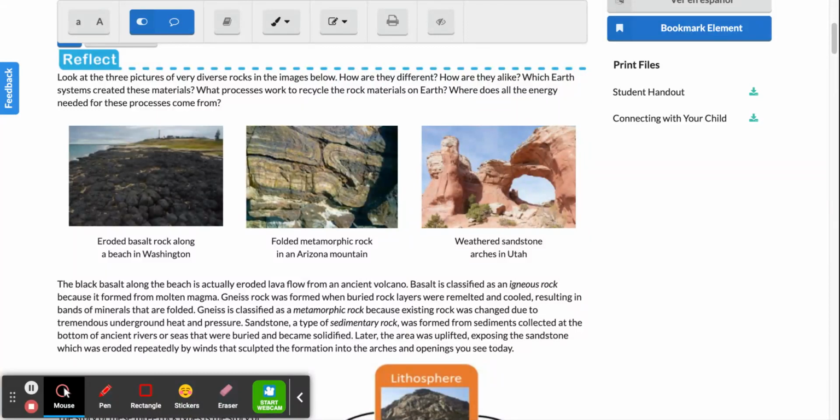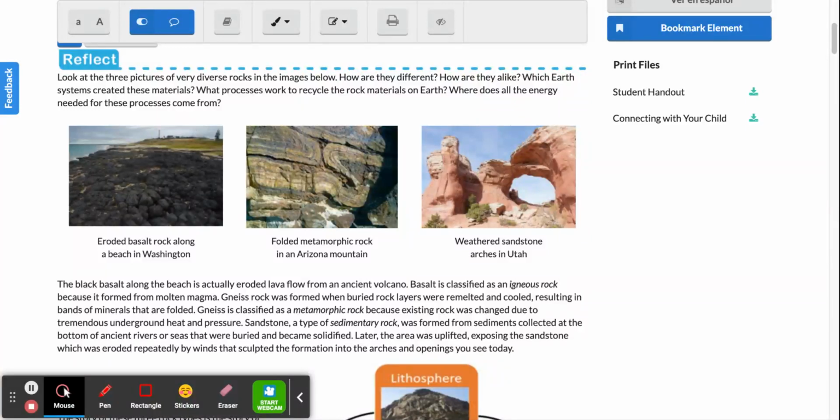Sandstone, a type of sedimentary rock, was formed from sediments collected at the bottom of ancient rivers or seas that were buried and became solidified. Later, the area was uplifted, exposing the sandstone, which was eroded repeatedly by winds that sculpted the formation into the arches and openings you see today.